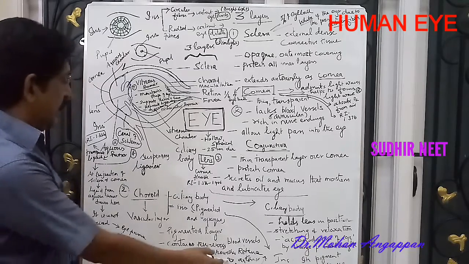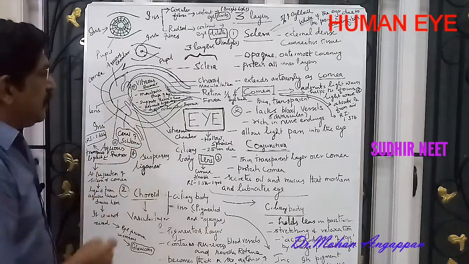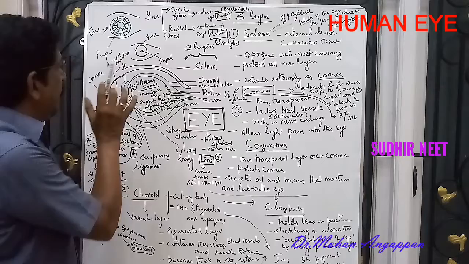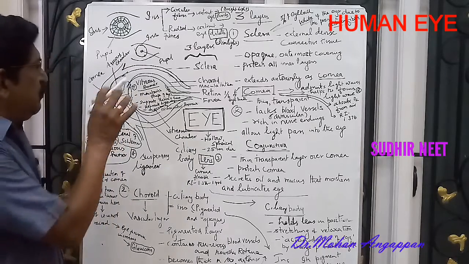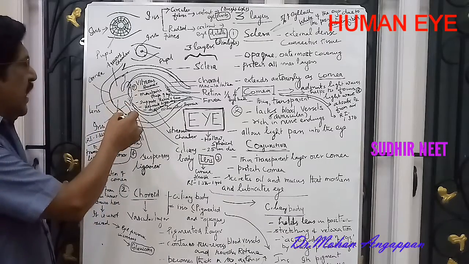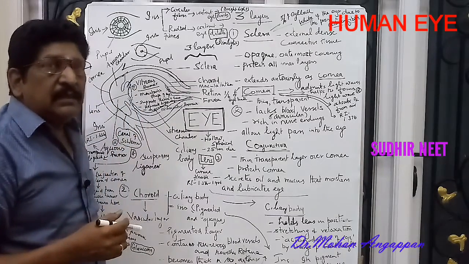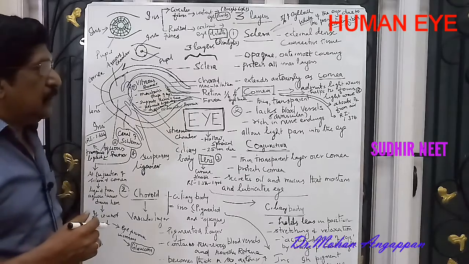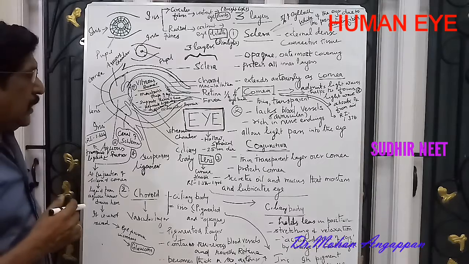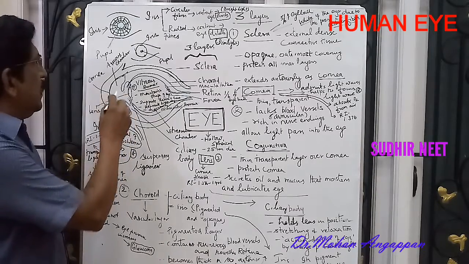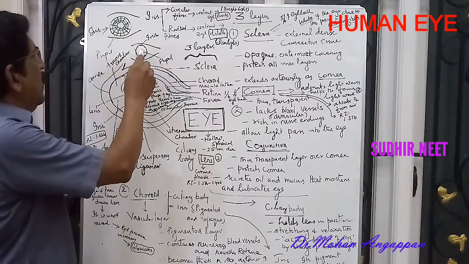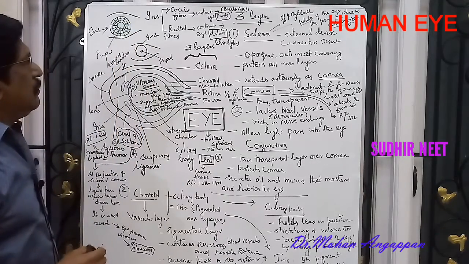I told you it becomes thick in the anterior and forms the ciliary body. The ciliary body holds the lens in position, and also helps the lens to stretch and relax to change the focal length according to the distance of the object, for the accommodation of the eye. Then coming to the iris, at the center of the iris you get a small hole called the pupil.